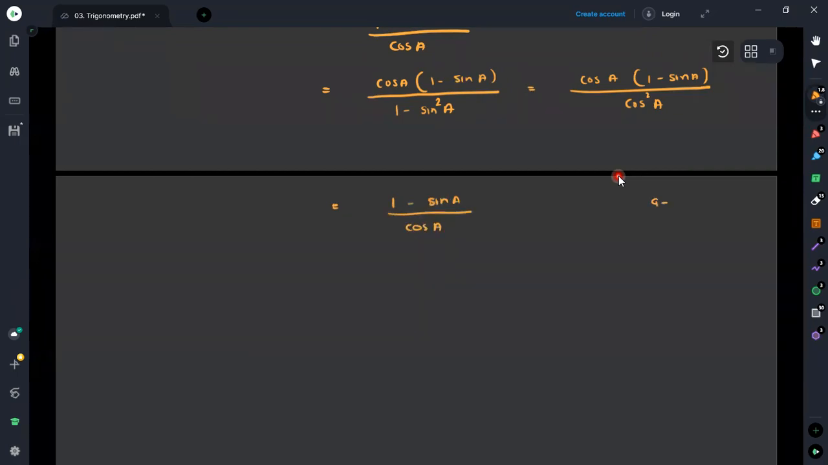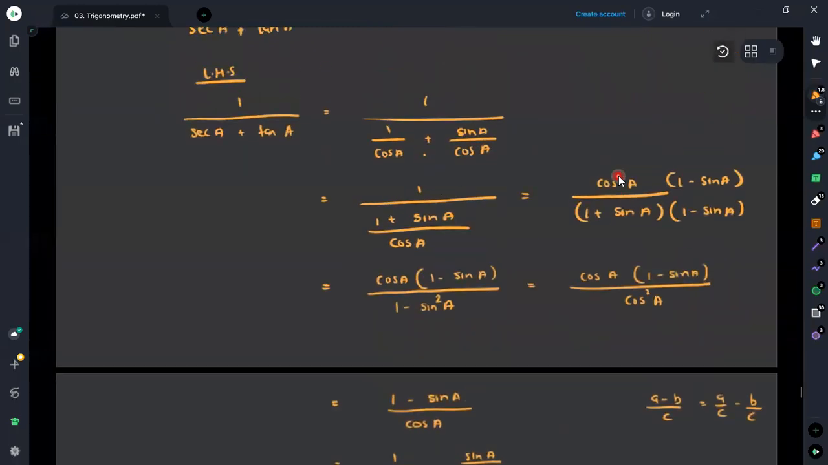But what we know is if you are having A minus B over C, we can separate it as A over C minus B over C. Using the same concept, I will take 1 over cosine A minus sine A over cosine A. Therefore, 1 over cosine A is equal to sec A. Then sine A over cosine A equals tan A. This itself equals the right hand side of the equation.